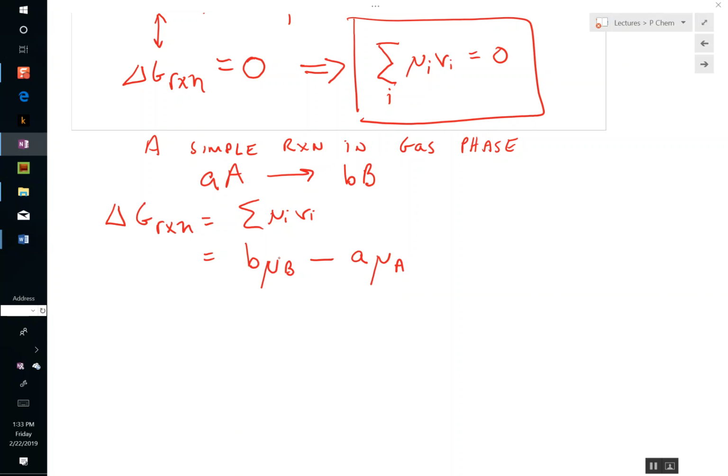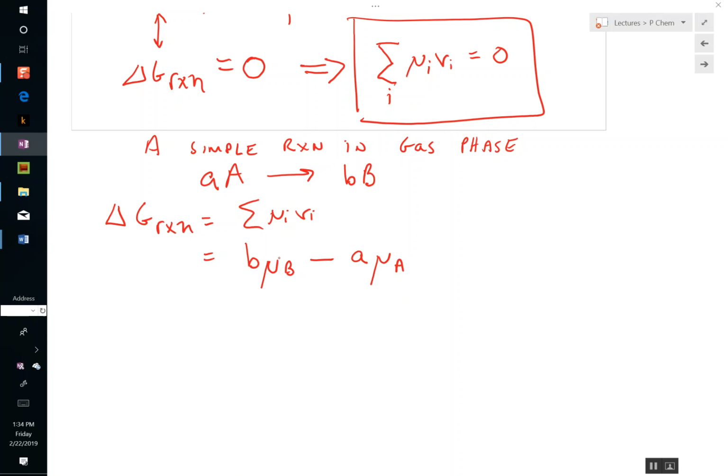A is a, pardon me, there's an uppercase and lowercase a. Uppercase A is a reactant, all right? So that nu I, we're making a sum here, but that nu I is actually minus a. It's not minus 1. The lowercase a and b are the coefficients. Yeah, those are the coefficients in this reaction.